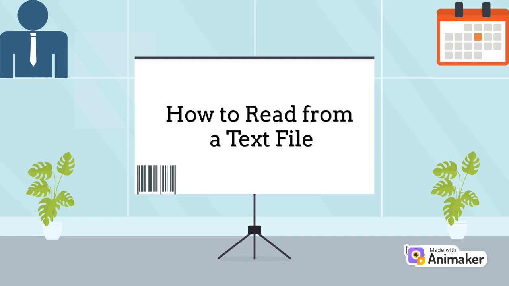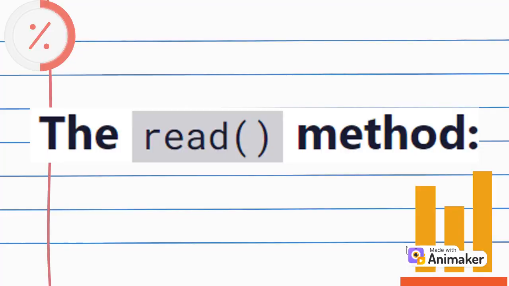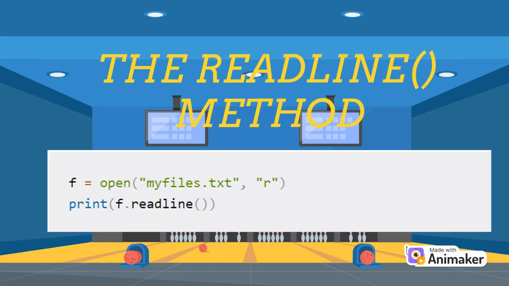And now, I'm showing how to read from a text file. You have to use the read method. This function returns the bytes read as a string. If no n is specified, it then reads the entire file. The readline method. This function reads a line from a file and returns it as a string. It reads at most n bytes.